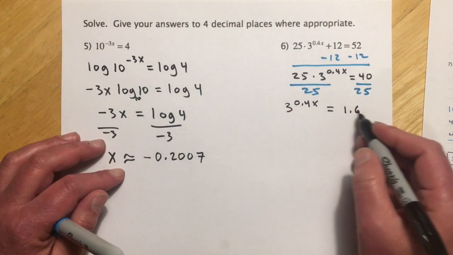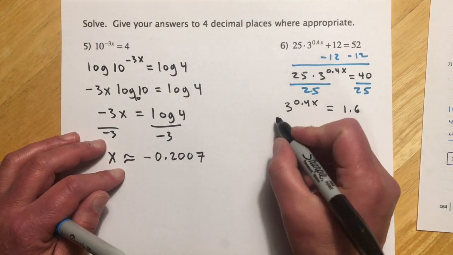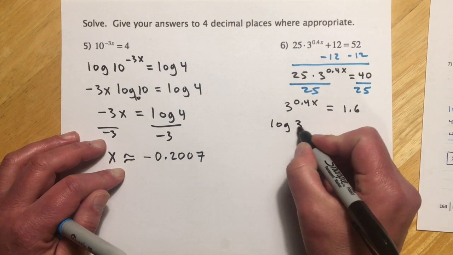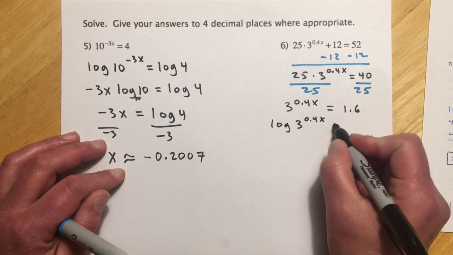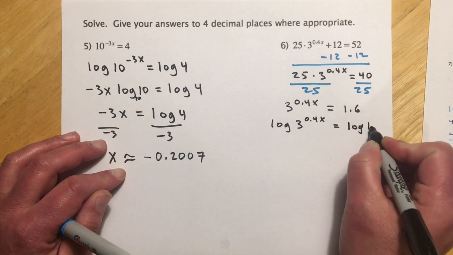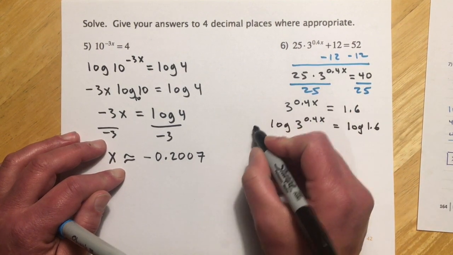So now I'll log both sides because I have this as simplified as I can. And that allows me to bring the exponent down front.